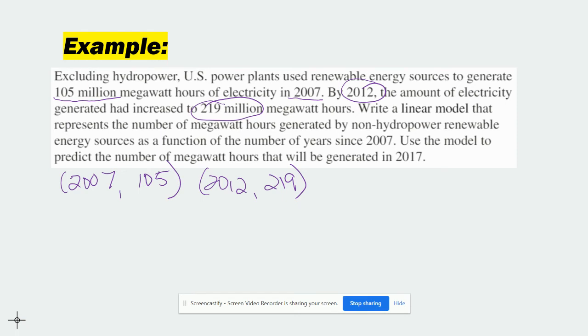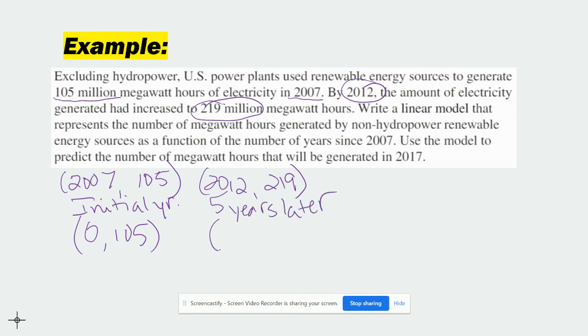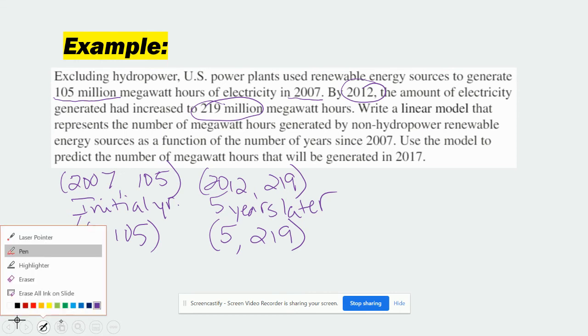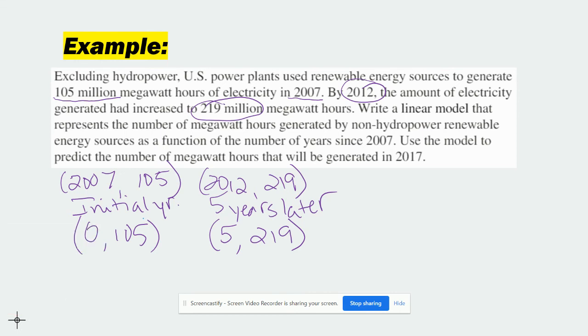We are going to say that 2007 is the initial year they're doing this study. And so the initial year means x is going to be 0. 2012 is 5 years later from 2007. So that would now be 5 and 219 million. We have enough information now to be able to write our linear function. We know because this is 0 that 105 is our b. We need to find our slope.